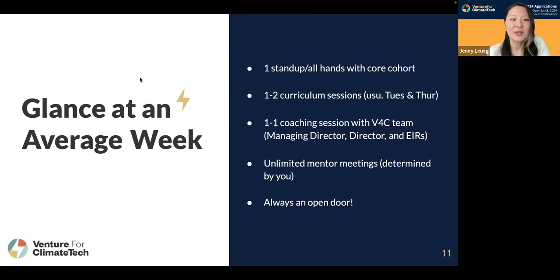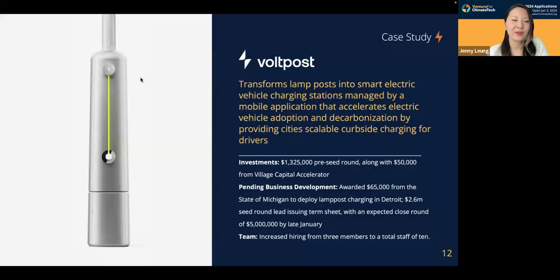Okay, so I want to share three companies with you. The first one is Volt Post. They transform lamp posts that are on our streets today into smart electric vehicle charging stations that you can actually manage through a mobile application. Jeff, the founder, has raised about 4.9 million at this point. He's closing a 5 million round pretty soon, and currently working with the state of Michigan to deploy these lamp post chargers in Detroit. And the team has grown from a size of 3 to a size of 10 at this point.